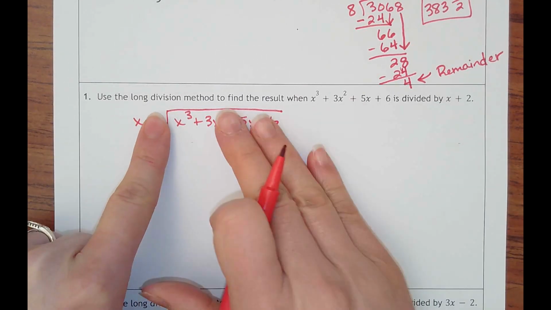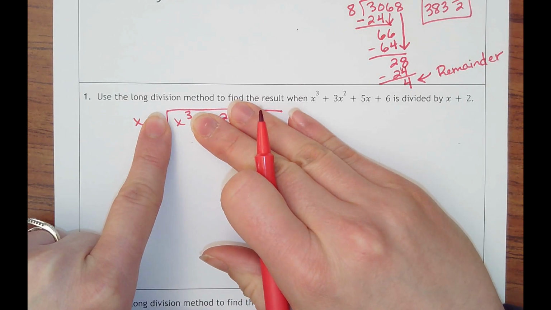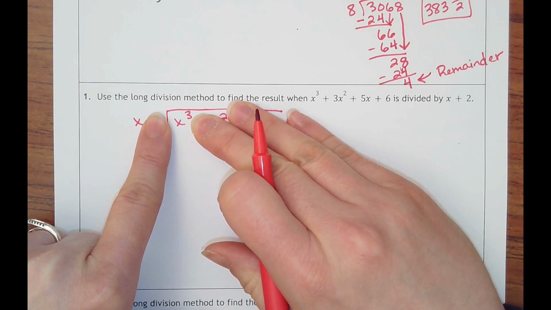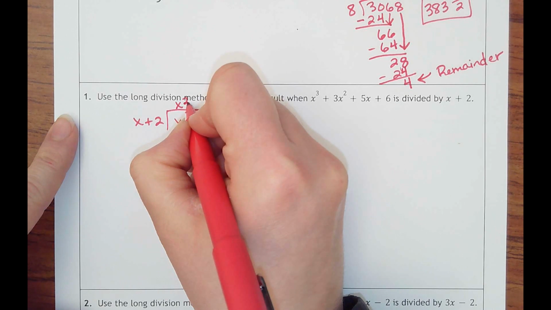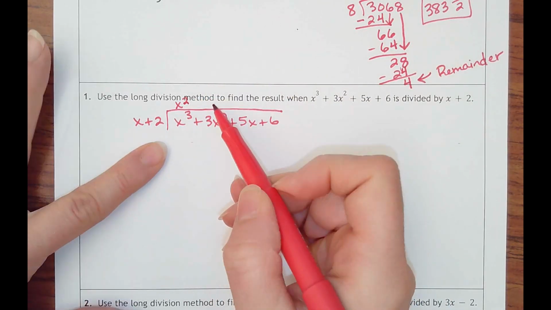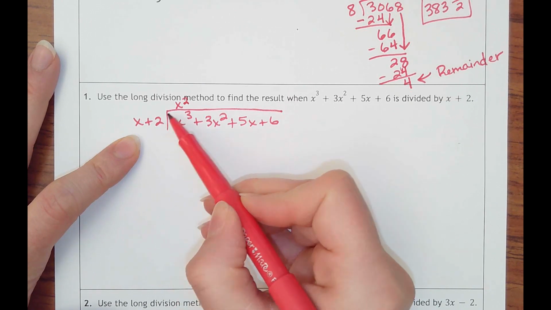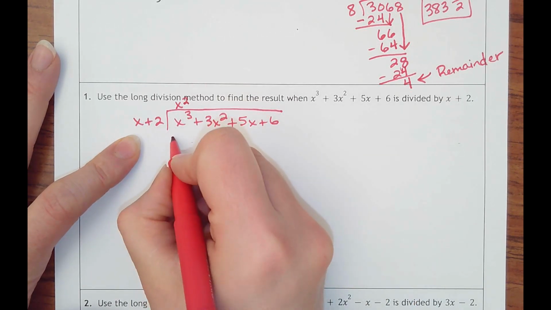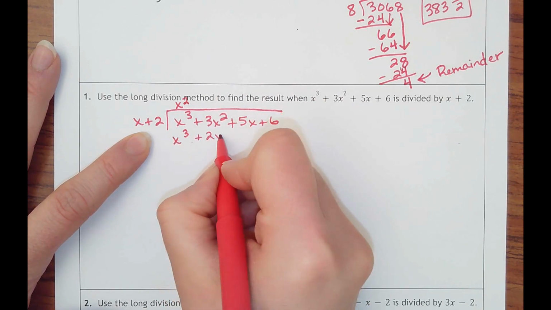Okay, I'm going to cover up this and I'm going to cover up this. To get started, you ask yourself, the first term on the outside, the x, needs to get multiplied by what to make x cubed? That would be x squared. I should have left more room. Then what I do is I multiply x squared by both of these terms. So x squared times x is x cubed. x squared times 2 is positive 2x squared.